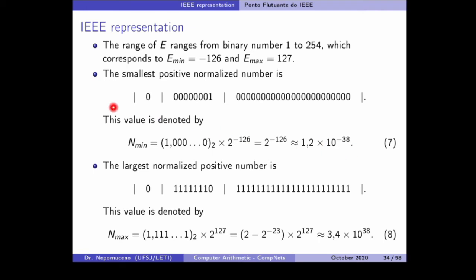The largest normalized positive number is 0, the exponent, and here. You can see here there is not the one here because it's devoted to infinity. This value is denoted by n max, so you are going to see here. So this is all the number, and the biggest number, as you can see here, is 3.4 times 10 to 38.